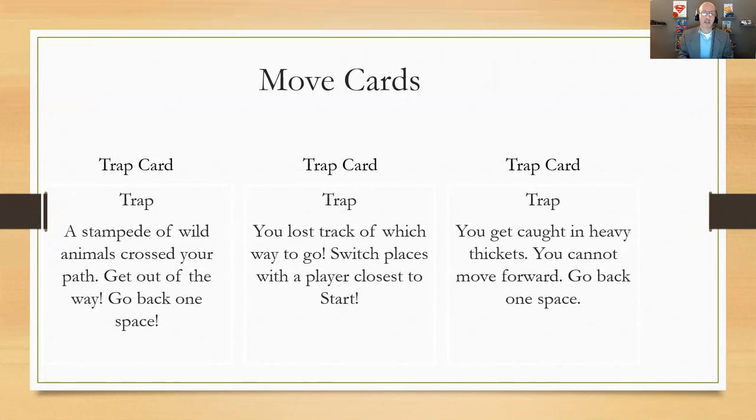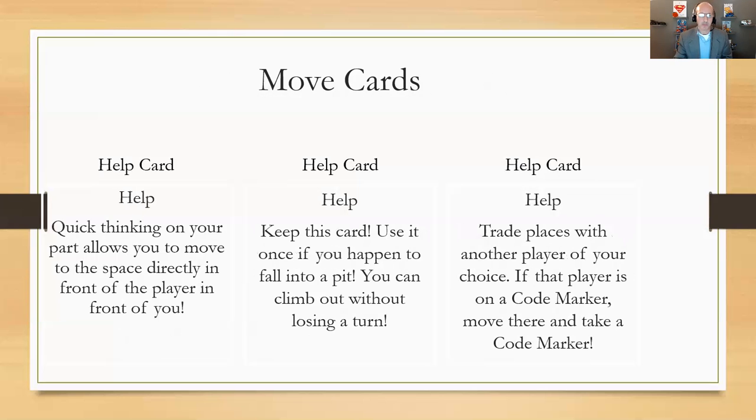The next trap says a stampede of wild animals crossed your path. Get out of the way. That means you have to move back 1 space. The next trap piece says you lost track of which way to go. Switch places with the player closest to the start block. So that's significant. And then the last trap element is you get caught in heavy thickets. You cannot move forward. Go back 1 space.